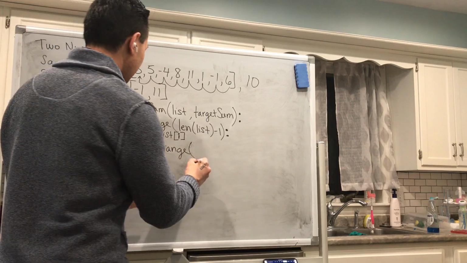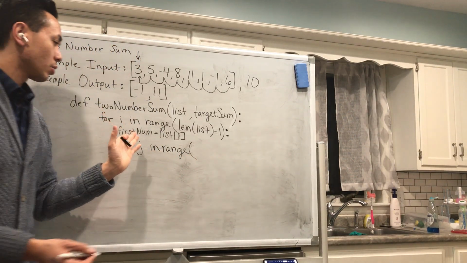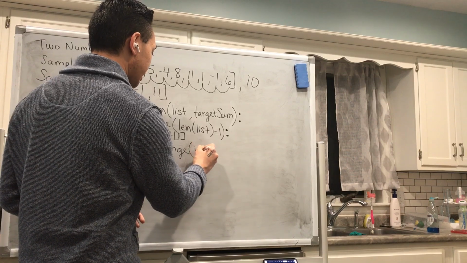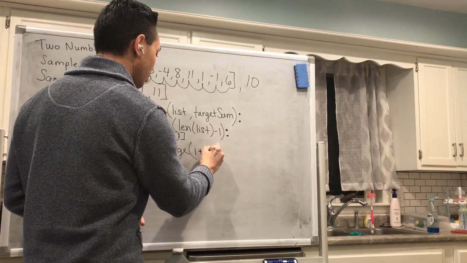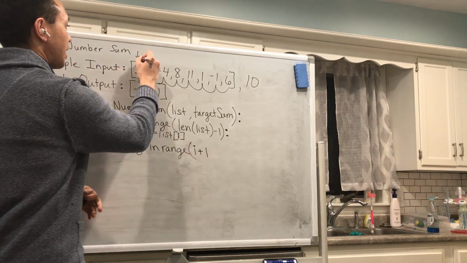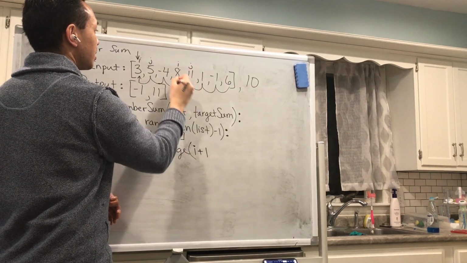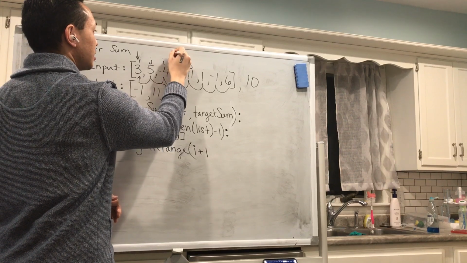Okay, and we talked about earlier how J is always going to be relative to where I is at. So it's just going to be I plus 1, right? Because we want it to go in front. So if I is here, J is here. If I is here, J is going to be here. If I is right here, then J is going to be right there.